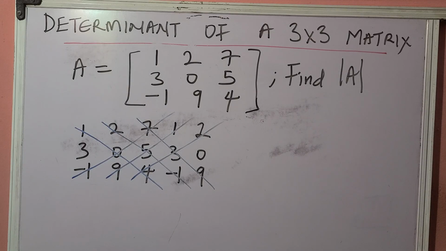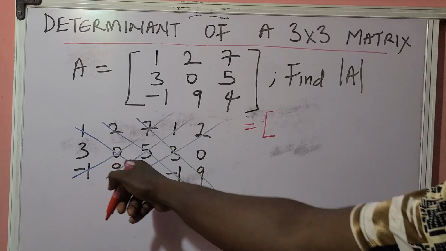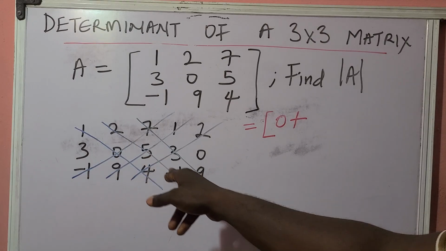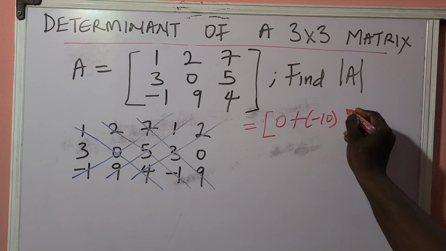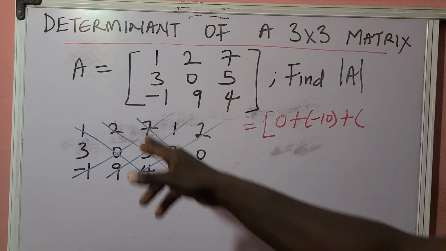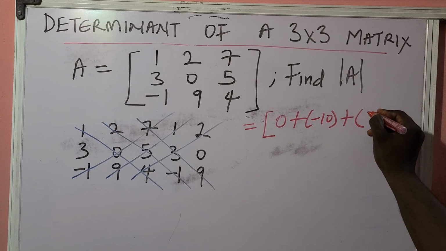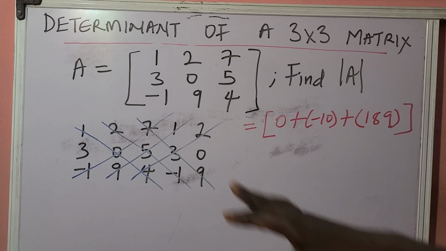All right, let's go on now to resolve this. So you multiply the leading diagonals. We have 1 times 0 times 4, that will be 0, plus 2 times 5 times minus 1, that will be minus 10, then plus 7 times 3, that's 21, 21 times 9, that's 189. So that's the result you're going to get for the leading diagonals.